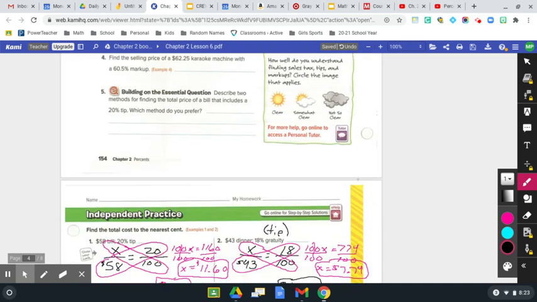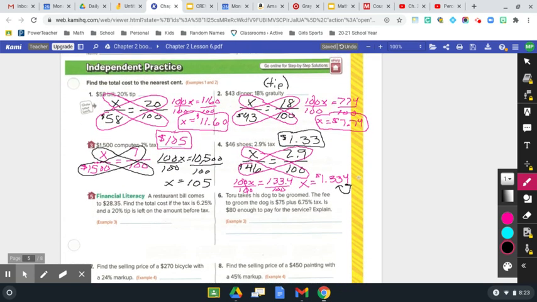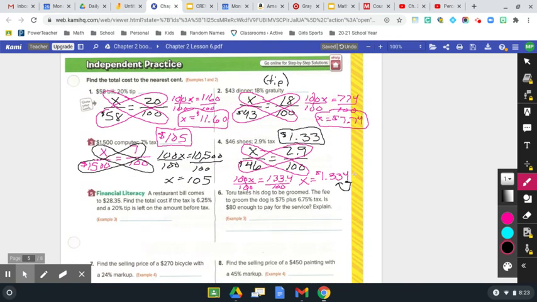Okay, so we're now going to go back to some other work we did. We're going to go to the independent practice on 155. And once again, we worked through these 4 on Thursday. So I'm going to do one more, and then you're going to find the remaining. So number 1, a $58 bill. So maybe you had a nice dinner at the Hearthstone here in town, and you've left that 20% tip. And we found that tip to be $11.60. So let's find that total cost.